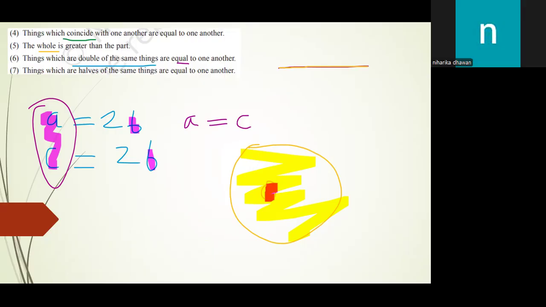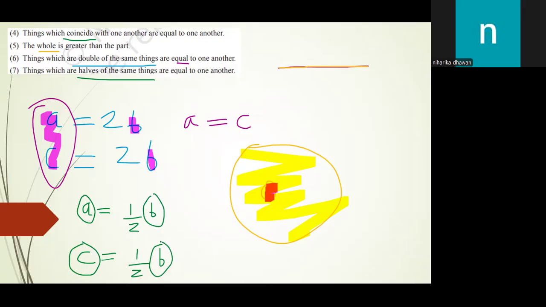Things which are half of the same thing. Things which are half of the same things means suppose A is half of B and C is half of B. It means both A and C are half of the same thing B. So it means A is equal to C. So these are the 7 axioms and these are very, very important for the exam purpose.